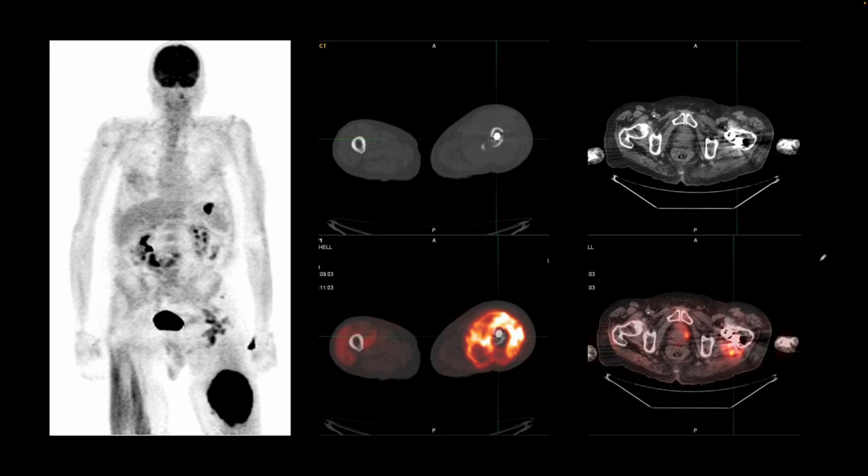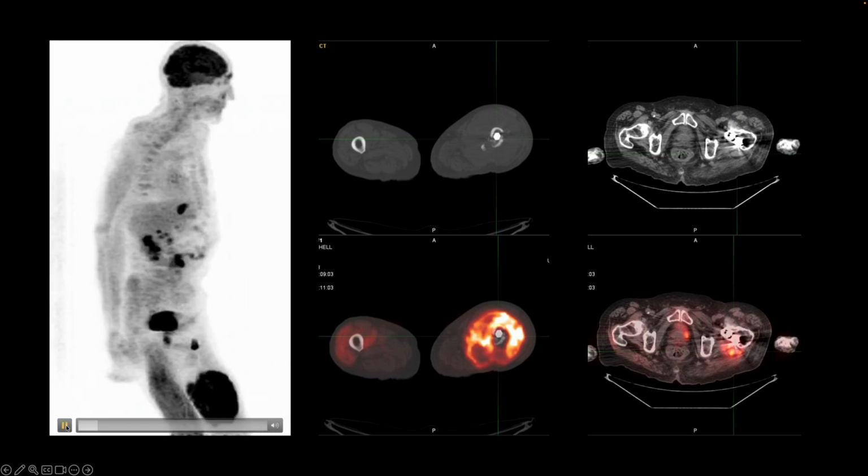This patient underwent surgery, first biopsy where they found lymphoma, and then we performed a whole body FDG PET CT for staging. Here's the rotating image.